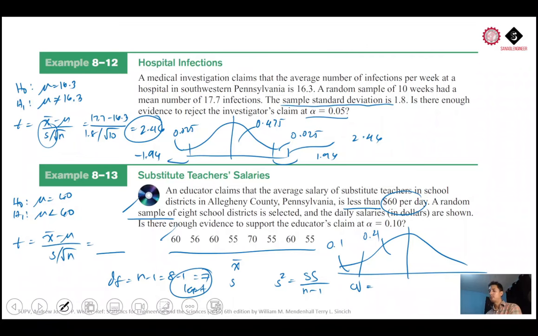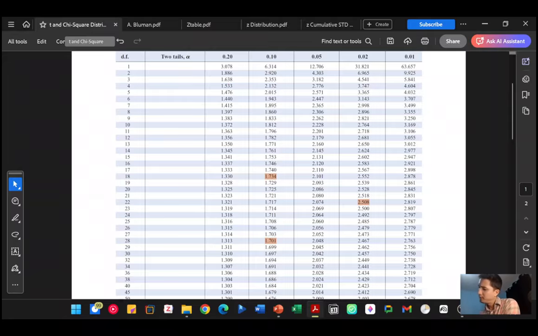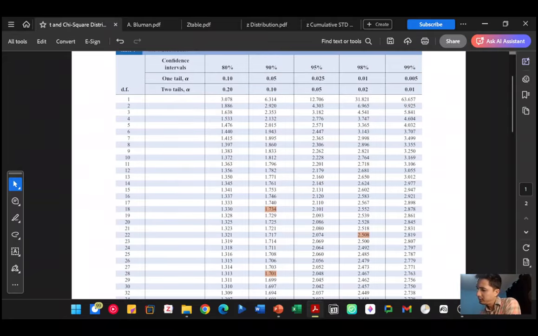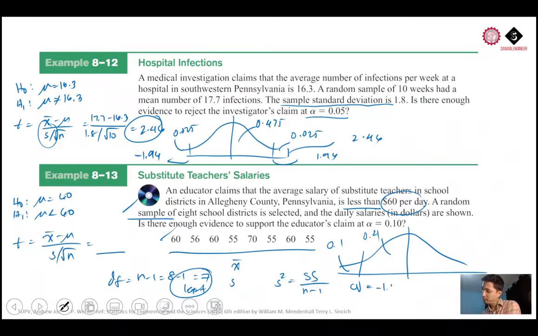So we have to look for one tail and 7 degrees of freedom. One tail, just one tail. What is the level of significance? 0.1. So this is 0.1, and the df is 7. So 7 gives 1.415. So this is negative 1.415. So you compare that to your test value. Whether it is to the right or to the left, you decide whether to reject or to accept the null hypothesis.